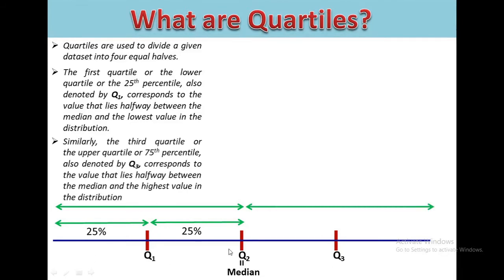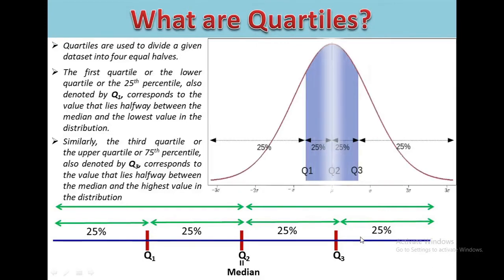Similarly, the third quartile or the upper quartile or 75th percentile, which is also denoted by Q3, corresponds to the value that lies halfway between the median and the highest value in the distribution. Or we can say that Q3 encloses 75% of the initial data or 25% of the end data. And this is how we can show these values in a normal distribution curve.